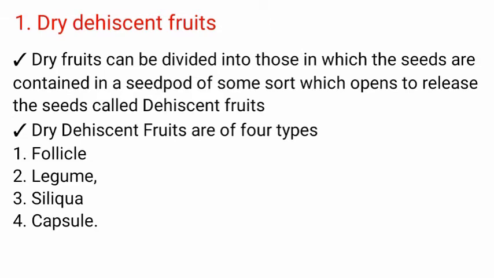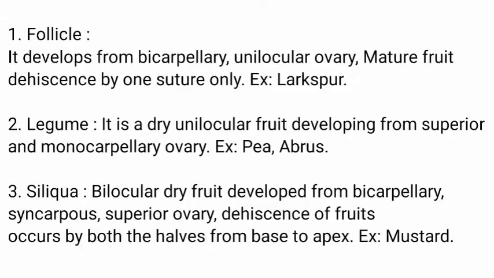Dry dehiscent fruits are of four types. Number 1, follicle. Number 2, legume. Number 3, siliqua. Number 4, capsule fruit. Number 1, follicle. It develops from bicarpellary unilocular ovary. Mature fruit dehisces by one suture only. Example, larkspur. Number 2, legume. It is a dry unilocular fruit developing from superior and monocarpellary ovary. Example, pea.